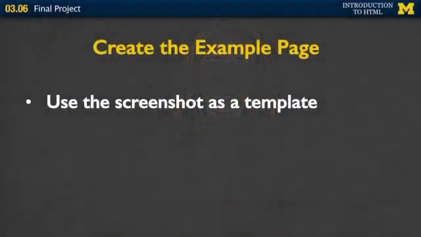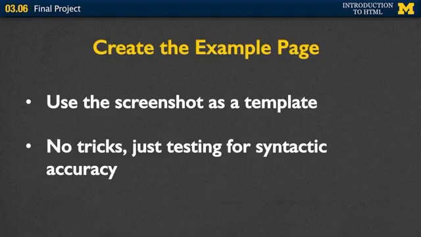Hi, let's talk about the final project you're going to do for this course. The last thing I want you to do is basically take the elements, take the tags, take the syntax that you've been learning about over these past few weeks, and put them together to create an example page. You'll be provided with a screenshot as a template for what I want you to build, but it's always easier if someone can tell you in words what goes along with the picture. When you make this page, the most important thing I want you to realize is that there are no tricks. I'm really just testing for syntactic accuracy. So let's take a look at the site you're going to be creating.